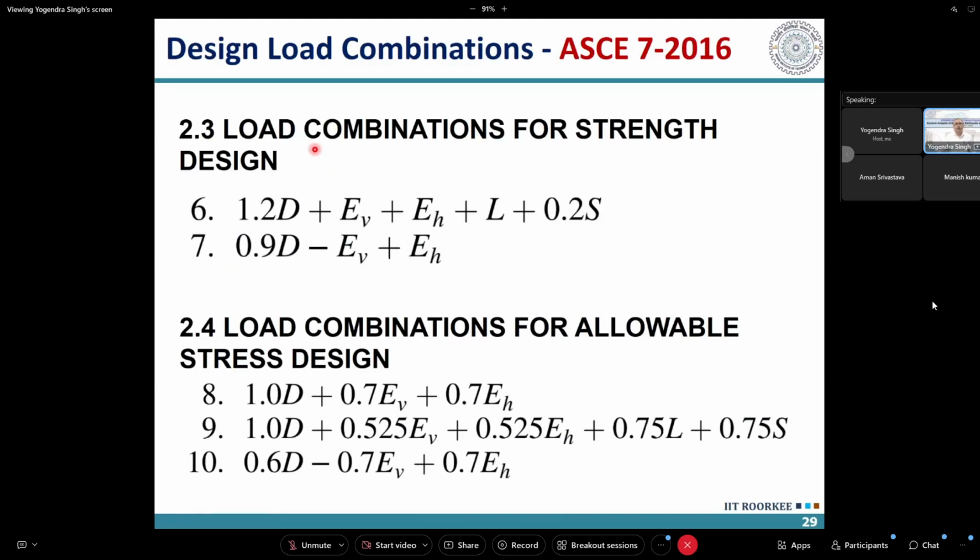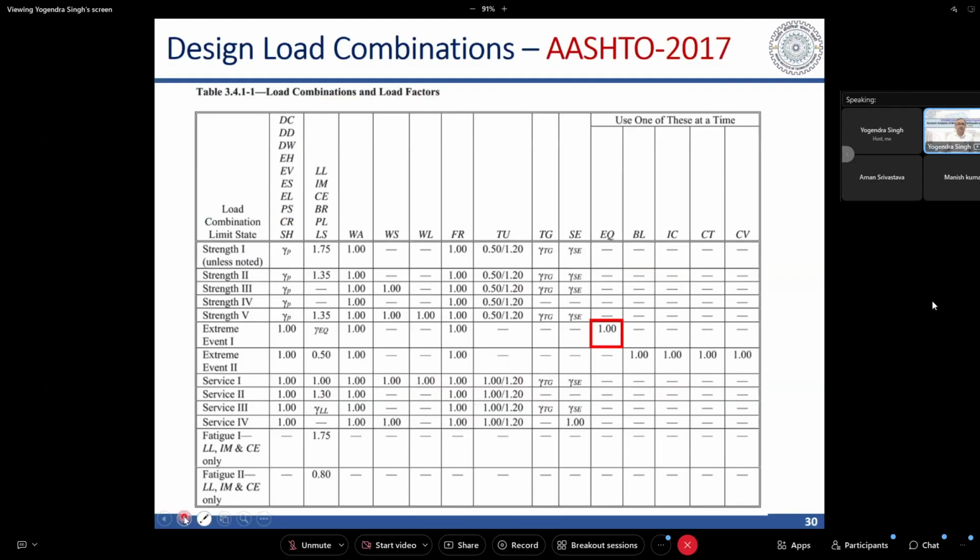Then we can have a look at the load combinations in ASC7. In ASC7, the load factor for earthquake load, where EV is the vertical earthquake and EH is the horizontal earthquake, is 1 for limit state design. Whereas in allowable stress design or working stress design, this factor is 0.7. The ratio of these two comes out to be 1 over 1.5. So ULS forces are 1.5 times higher than the SLS forces. That factor of 1.5, which is given in our code as the load factor, is representing this.